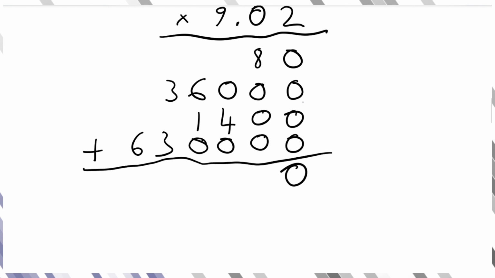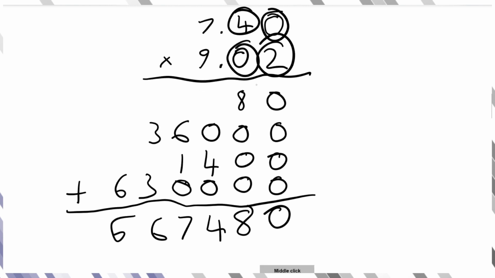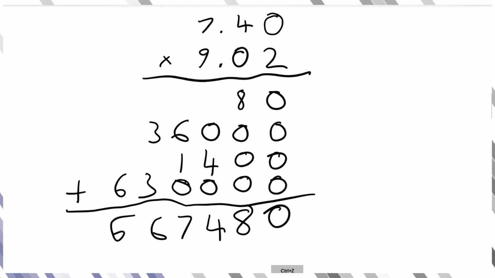So we're adding all of these together. 8 plus 0 plus 0 plus 0 is 8. 0 plus 4 plus 0 is 4. 6 plus 1 is 7. 3 and 3 is 6. And 6 is 6 as well. And now we put a decimal point after 1, 2, 3, 4 digits, because there's 4 digits behind a decimal point in the question. So that means that 7.4 times 9.02 is 66.748.